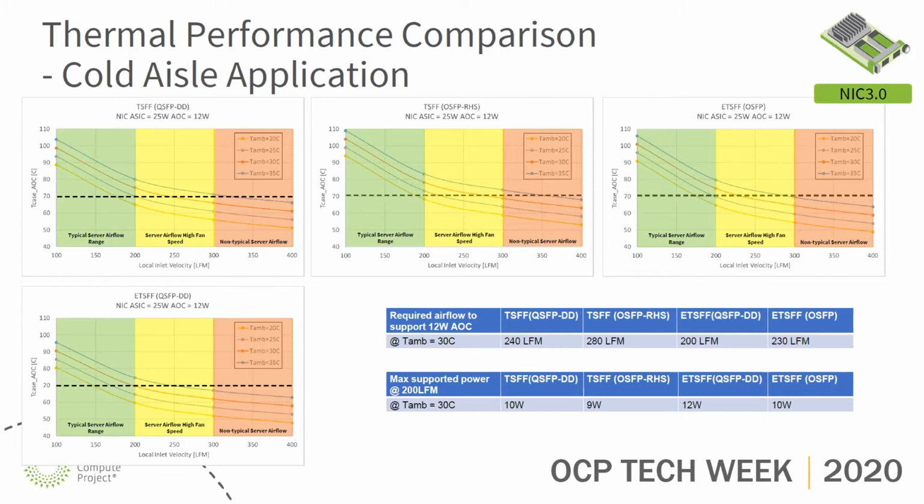Under 30 degrees C ambient, it can support up to 12 watts AOC cooling at the typical server airflow range, which I showed as the green region in each of the plots here. And the third conclusion is that the tall small form factor OSFP rising heatsink has the shortest heatsink fin height available on the top of the cage. Its performance is slightly lower than the rest of the form factors shown here. It can support up to 9 watts AOC cooling under 30 degrees C ambient condition. So that is the thermal performance comparison from my side. And then I will hand over to Jonathan from NVIDIA to talk about their thermal studies.